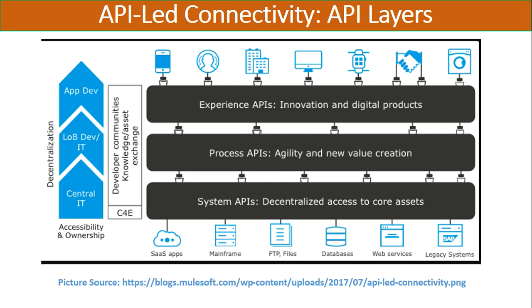System APIs are the accessibility. If we talk about accessibility and ownership, system APIs are the responsibility of central IT in any organization, and process APIs are for the line of business development in IT. And if we talk about the experience API, it's going to be used by the application developers. So we have, in a way, segregated the APIs into different layers, and we have segregated them in a way that the responsibilities are also decentralized and decoupled from each other.